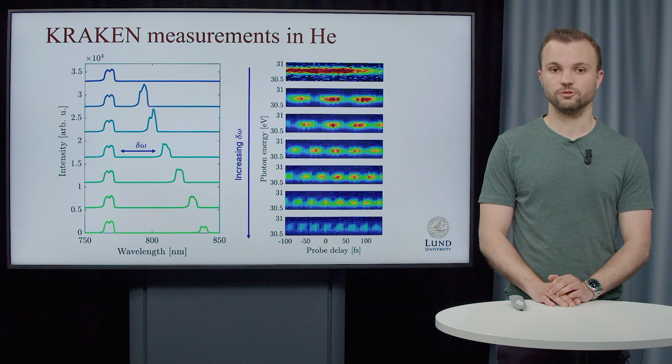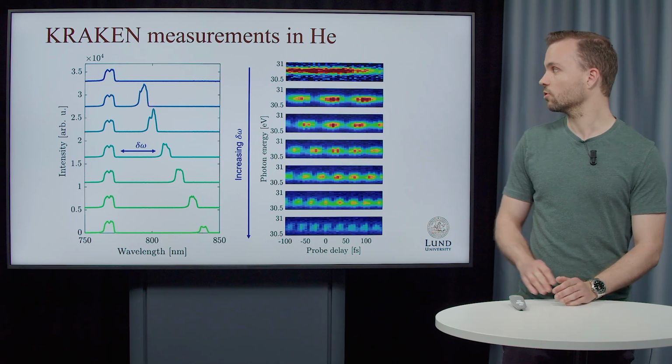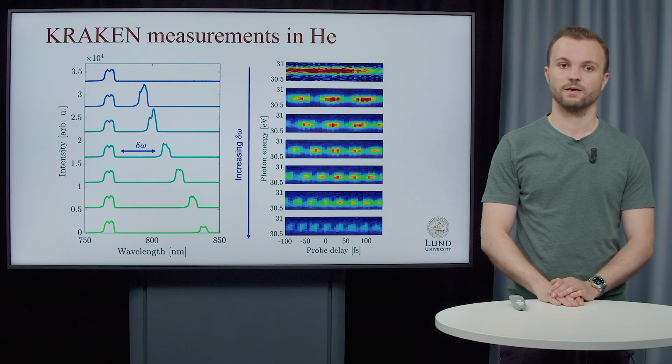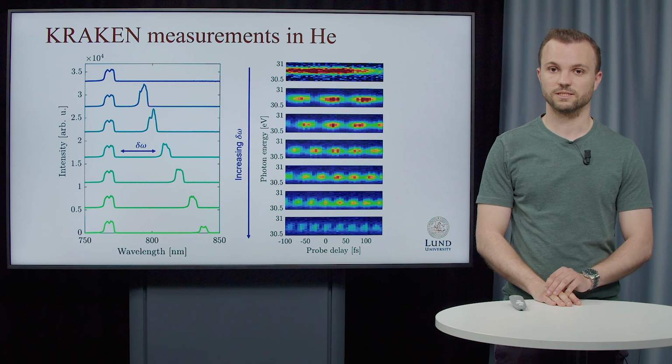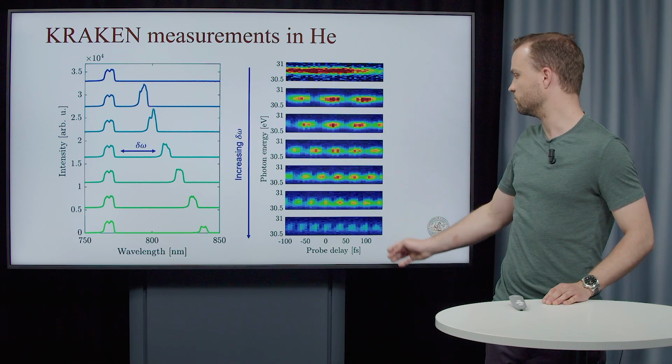At the top, you can see that we use a single spectral component for the infrared, and when we scan the delay between the XUV and the infrared, we simply observe a cross-correlation trace with no oscillations at all. As soon as we superimpose a second infrared spectral component, we start seeing oscillations in the photoelectron yield.